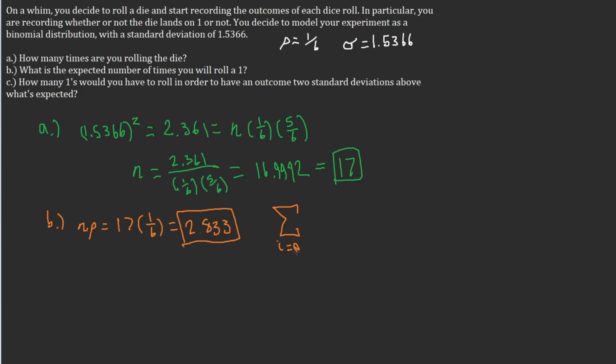And so essentially all we're doing is applying this formula for the mean of a distribution. Here we're starting at 0, which is one of the possible outcomes, and we go up to 17. This represents all the possible outcomes. You can have 0, 1, 2, all the way up to 17 possible outcomes for the number of ones that you roll out of 17 dice rolls.